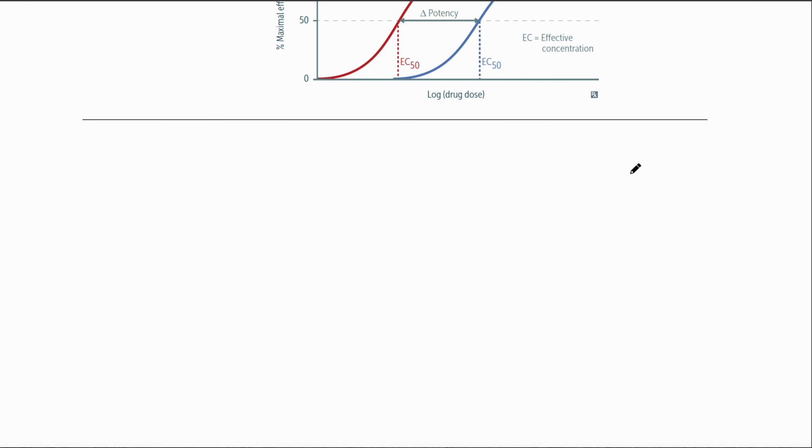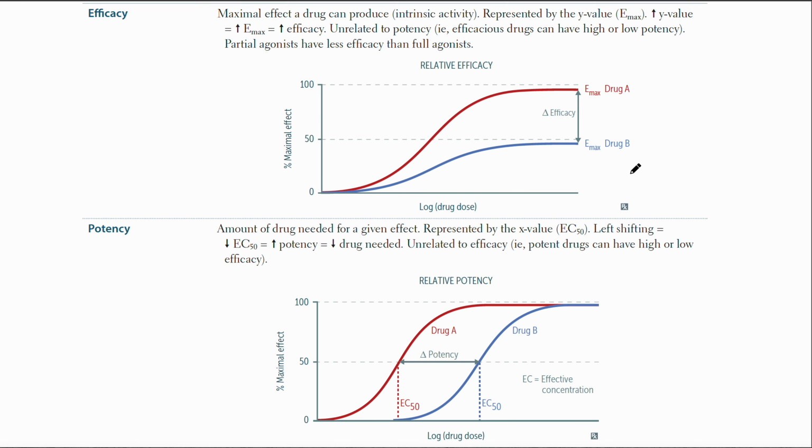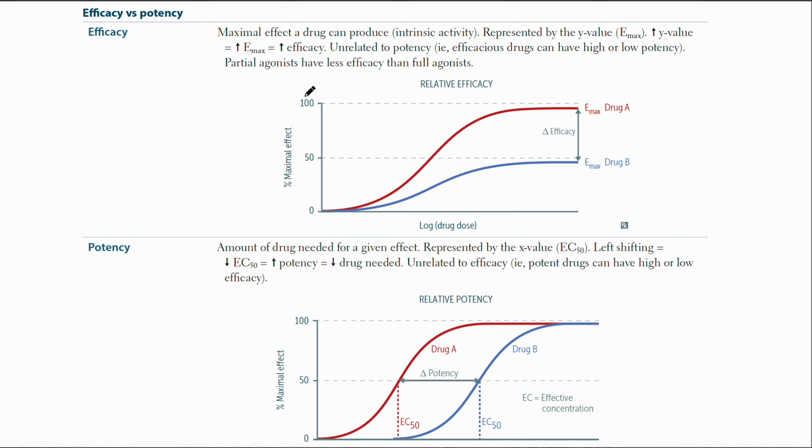So this is last for today, efficacy and potency. I have talked about the definition of efficacy actually. So maximal effect a drug can produce, that is intrinsic activity, is efficacy. Amount of drug needed for a given effect is potency, right? So efficacy is represented by Y value, Emax in here. Increased Y value, that is increased Emax, that is increased efficacy. Efficacy is increasing in this case.